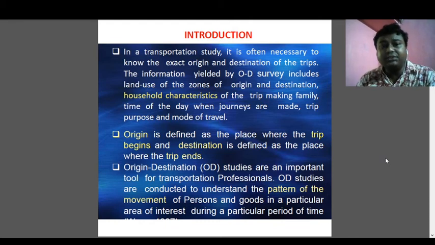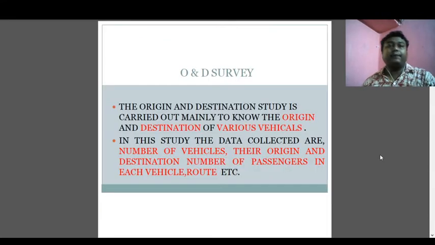The origin is defined as the place where the trip begins, and the destination is defined as the place where the trip ends. O&D studies are an important tool for transportation professionals. O&D studies are conducted to understand the pattern of movement of persons and goods in a particular area of interest during a particular period of time.